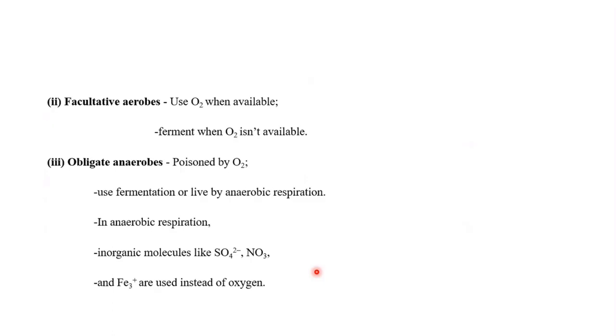The second one is facultative aerobes, where they use oxygen when available. So it's not a matter of if they don't have oxygen, they're going to die. But if it's available, they make use of it. They have that sort of privilege. So they ferment when oxygen isn't available. That's the answer to what they do if they don't use oxygen. They use fermentation. And the last one will be obligate anaerobes.